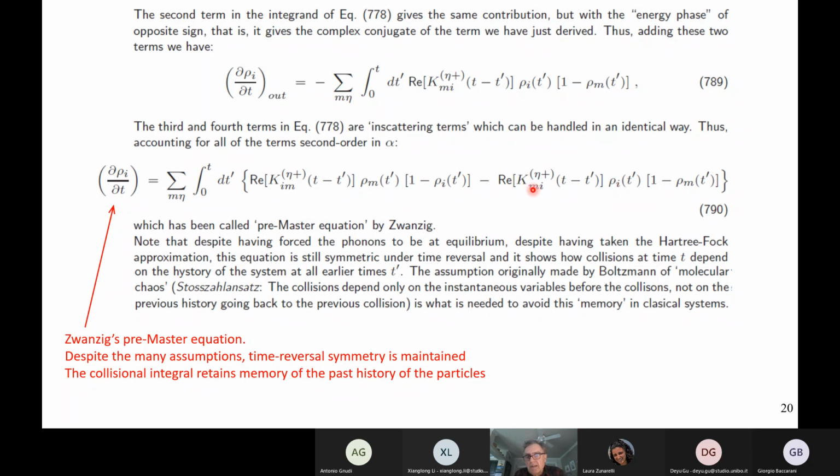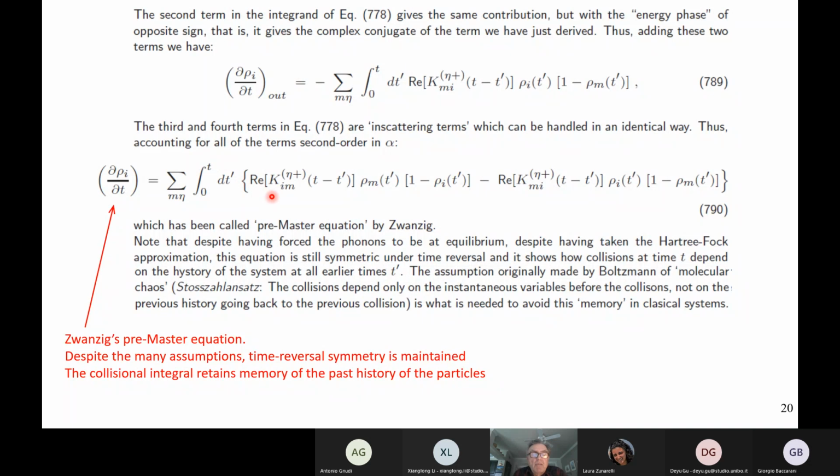It can scatter to a state M as long as the state M is available. Similarly here, the occupation of state i can increase because electrons in all of the other states M can scatter into the state i as long as the state i is available, is not occupied. The only difference between this and the collisional operator of the Boltzmann equation is this integration over time.